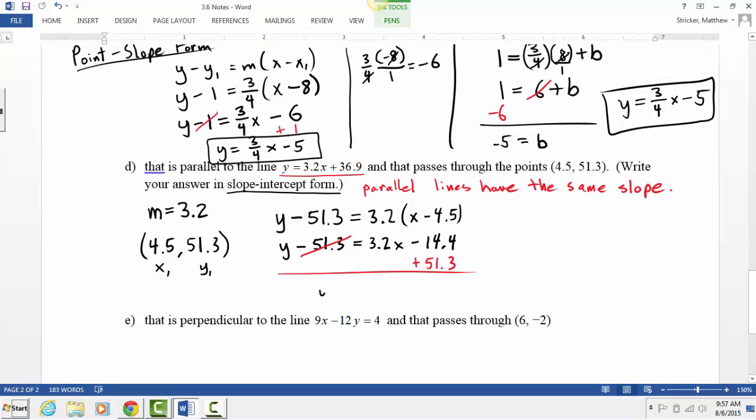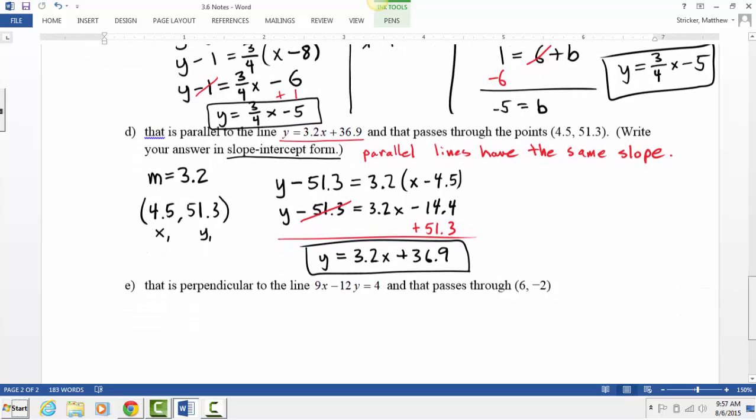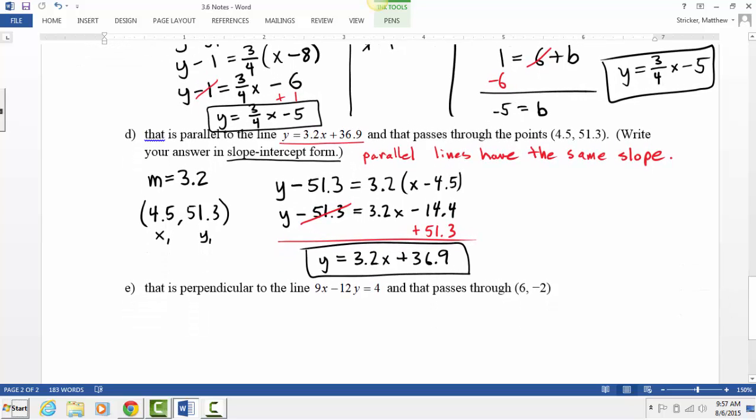We'll go ahead and simplify. Here, we get y equals 3.2x, and if I subtract 14.4 away from 51.3, I get 36.9. We get y equals 3.2x plus 36.9. Notice that both of these lines have the same slope, which means they're going to be parallel.